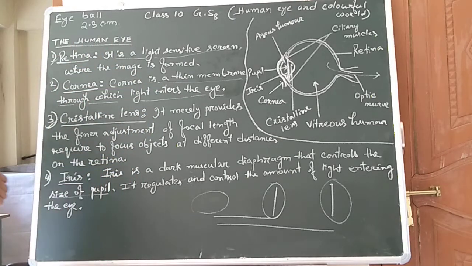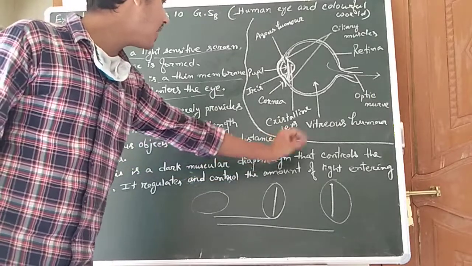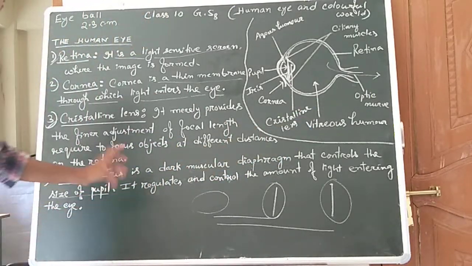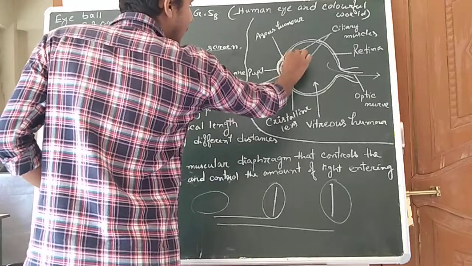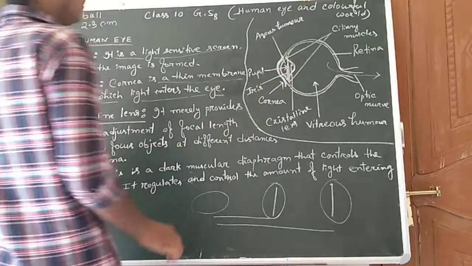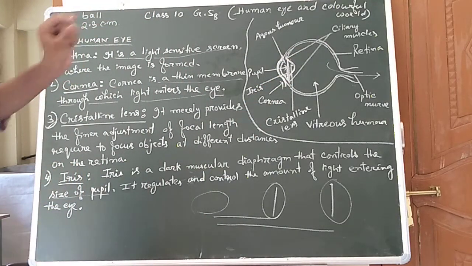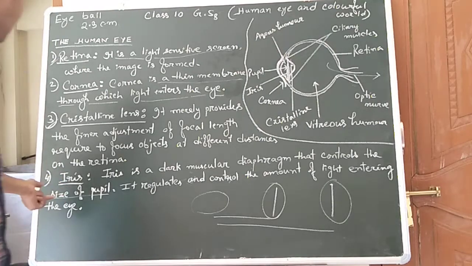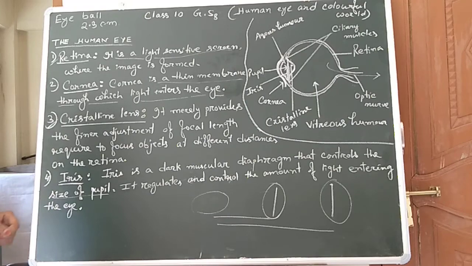And after that, iris. It is a pronunciation, it is not iris, the pronunciation is iris. So iris is a dark muscular diaphragm that controls the size of the pupil. So where is our pupil? This is called our pupil. Inside your eye, the marble like black colored portion is called the pupil, and the size of this pupil is controlled by what? Iris.